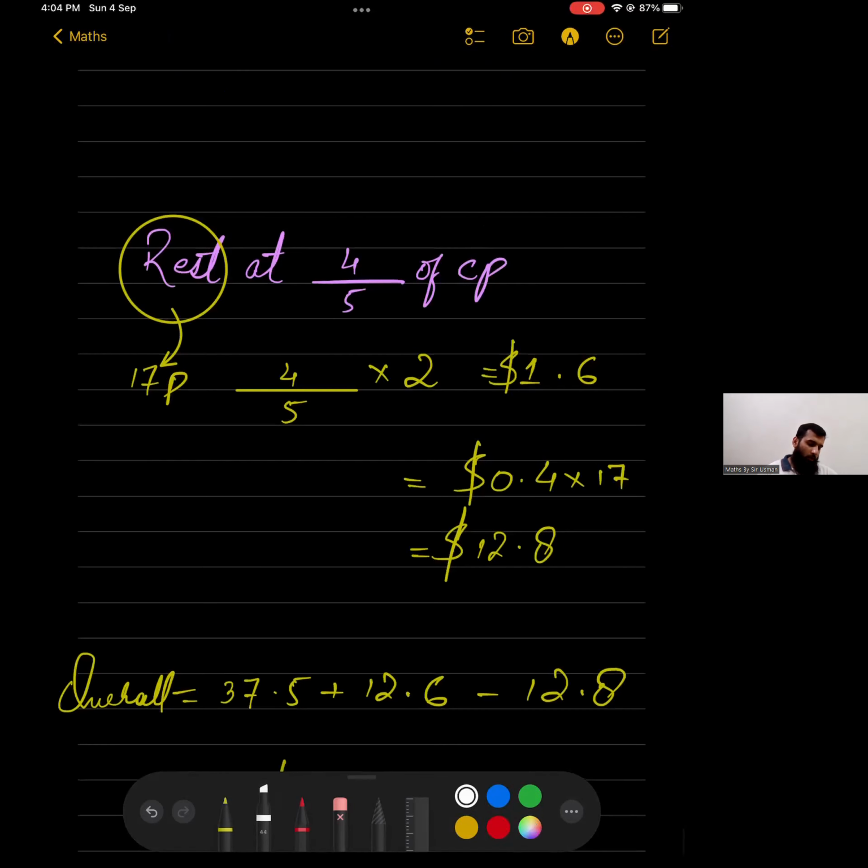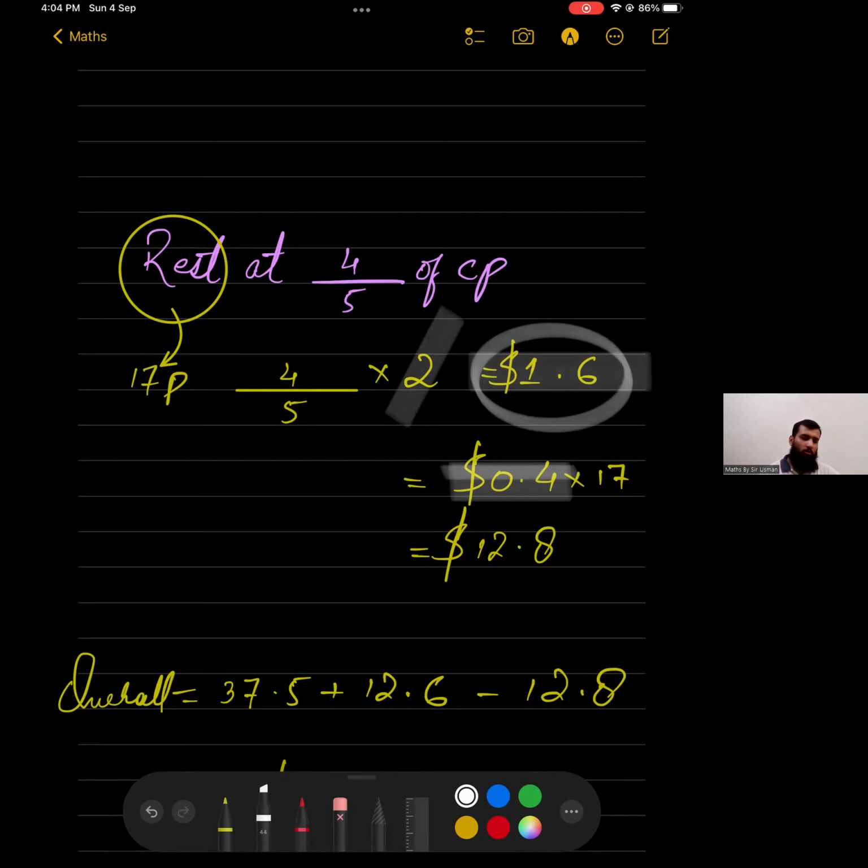Okay, 0.4 is basically the loss he is making. क्योंकि 1.6 इसने selling price रखी है. So the actual cost price was $2 का इसको एक plant पड़ रहा था, but he is selling it at 1.6. So he basically made a loss of 0.4. तो आपने जो है वो 17 plants के लिए total loss figure out करना है. So what you need to do here is you need to multiply 0.4, which is the loss of one plant, multiply this with 17, and you would have your final answer as 12.8, which is the loss on 17 plants.